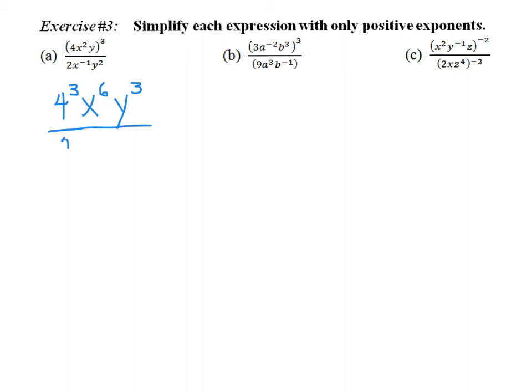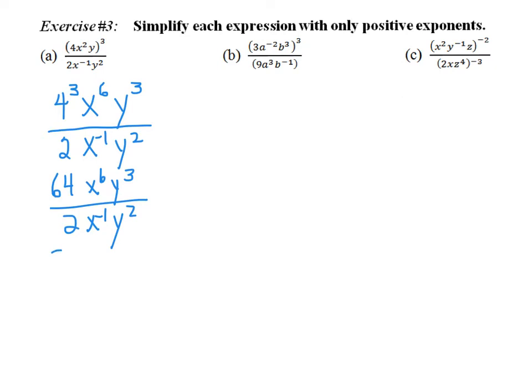In the denominator I still have 2x to the -1, y to the second. I'm going to take care of those coefficients first so that I can simplify the numbers. So 4 to the third gives me 64. X to the sixth, y to the third, divided by 2, x to the -1, y to the second. Now dividing 64 divided by 2 gives me 32.